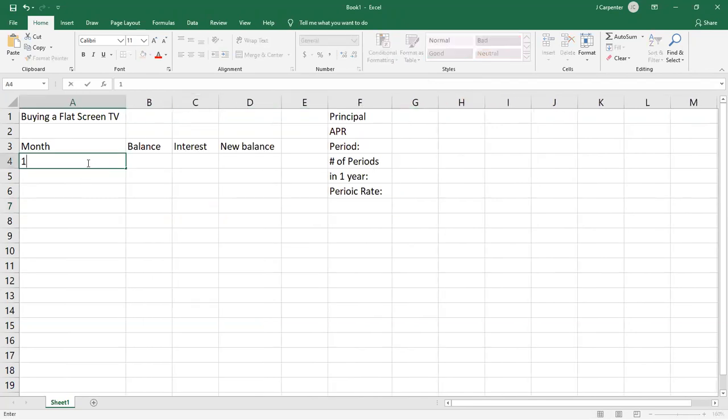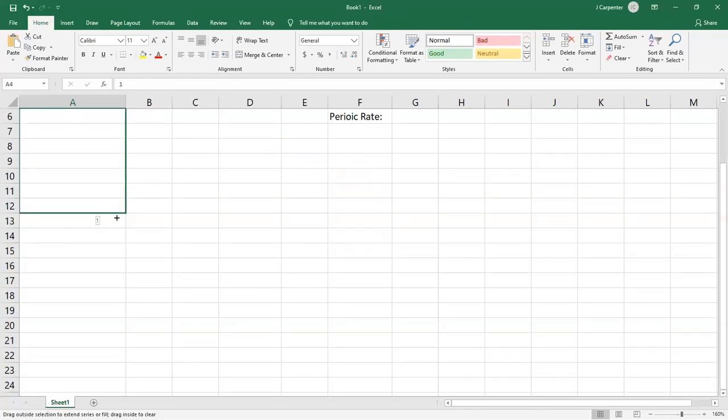So for month, we want to have 1, 2, 3, 4, 5, all the way down to 12. Here's something cool you can do. We can use the fill handle, which is when you have the cell active and you click the bottom right corner and you hold, to make all 12 of those months.